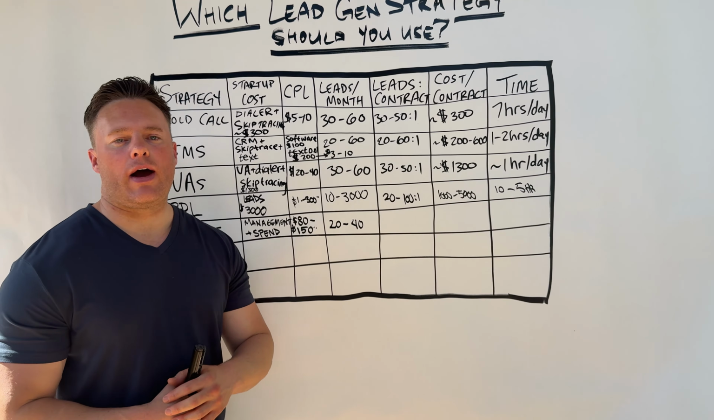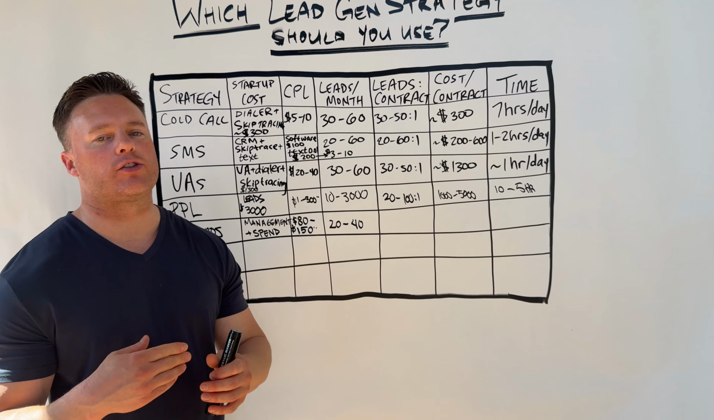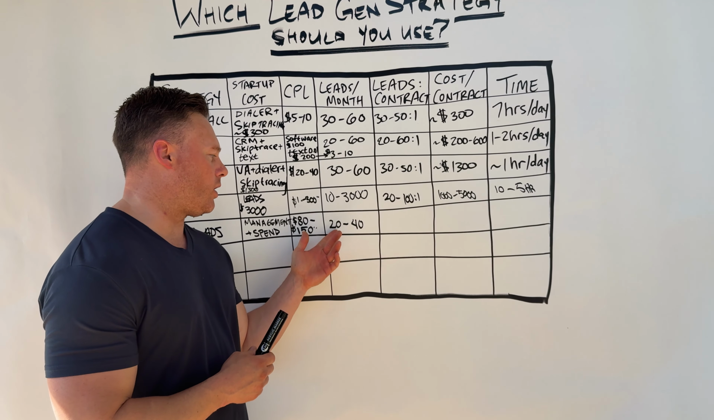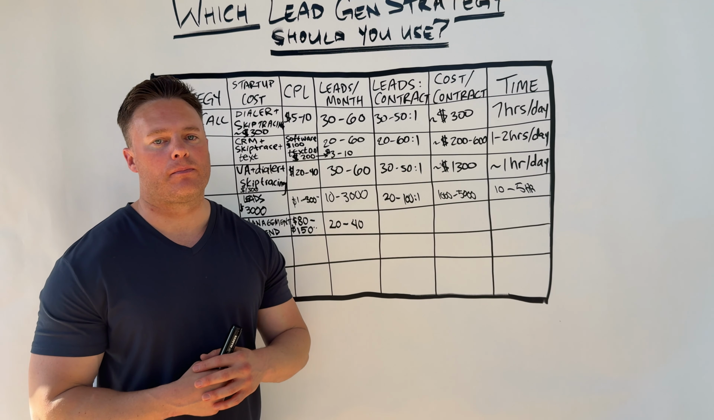So at that $3,000 ad spend, if you're spending $80 to $150 per lead, you can expect 20 to 40 leads per month or around 1 lead a day.